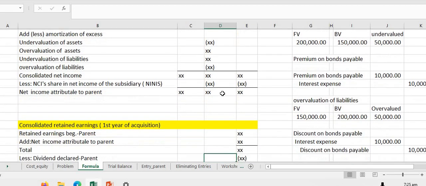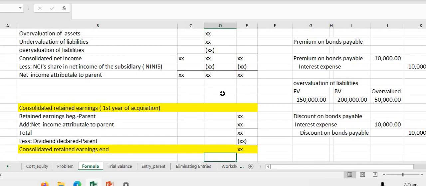Okay, so also to compute for the consolidated retained earnings, in the first year of acquisition it was actually the retained earnings beginning ni parent. I-add natin yung net income attributable to parent, okay? And then deduct natin yung dividend declared ni parent. It's actually the consolidated retained earnings end. So that's for the first year of acquisition.